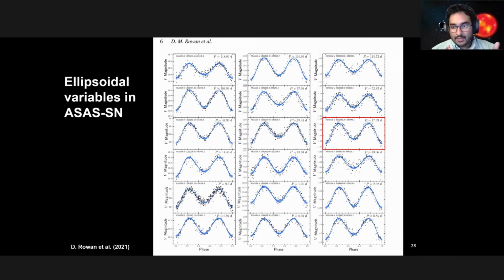A very good example of this was recent work by Dominic Rowan, another graduate student at Ohio State, who used the catalog of ASAS-SN variable stars I created to look for ellipsoidal variables. He identified about 200 of these systems, and here are some example light curves from our paper. We are currently following up some of the most promising candidates for compact object hosts using this list, so there's more to come.